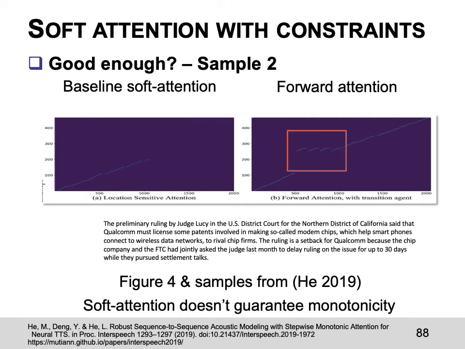This is a funny example. I hope you can notice how the forward attention system repeats the phrase "to rival chip firms" multiple times. And you can also see this alignment from the picture here. So in this case, alignment is not monotonic. So again, the forward attention does not guarantee the monotonic alignment we can learn from the data.